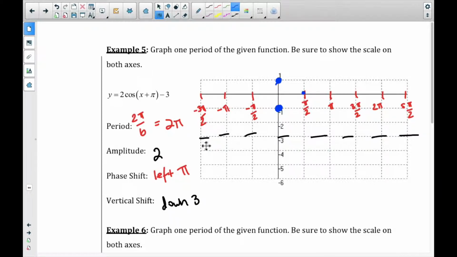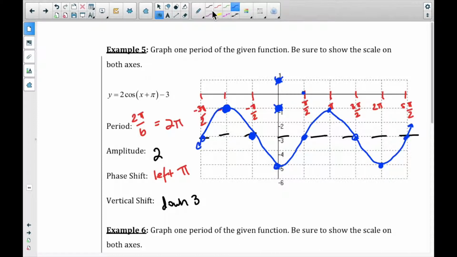Oh, not even. I need to go left pi units. So now I need to take this and move over here. This is my starting point. Forget that. This is my starting point. This is the top of the wave, and I'm going to go down. I have it broken up by the correct increments, so I just need to go down to the center. And then again, my amplitude is 2, so I'm going to go down 2, and then up 2, etc. So my graph looks like this.